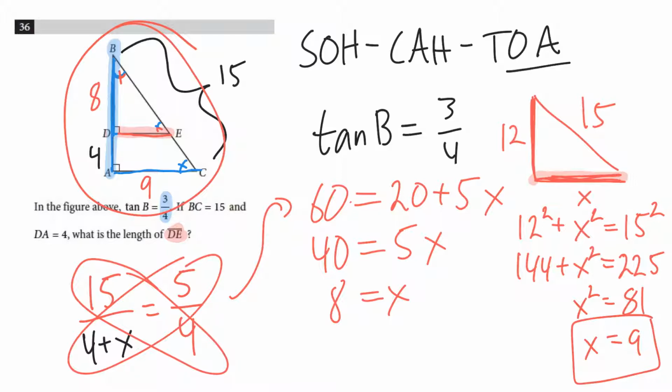Okay, so we can set up a proportion and solve for DE. Well, DE, let's call that y. Then we know that 12, the long leg, is to 9 as 8 is to y. Alright, and we'll cross multiply, and we will get 12y equals 72, and then we can divide by 12. 72 divided by 12, well, 60 divided by 12 is 5, so that must be 6.